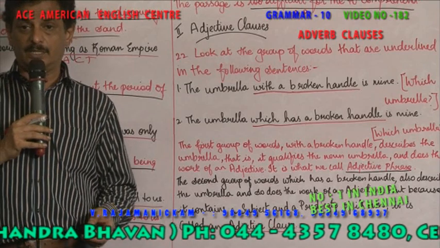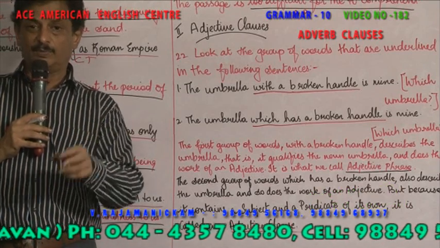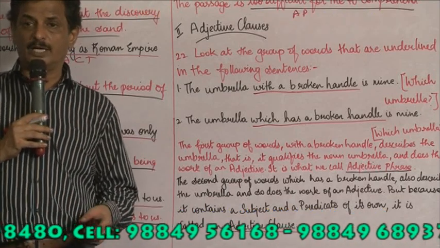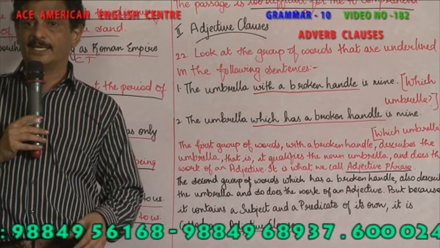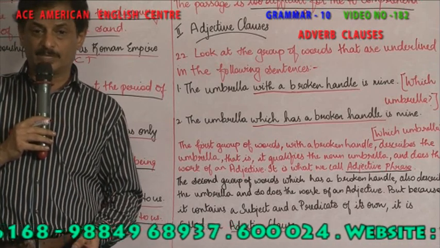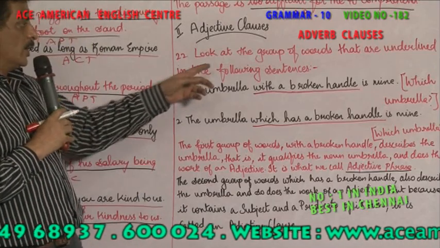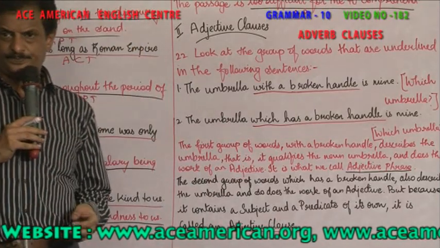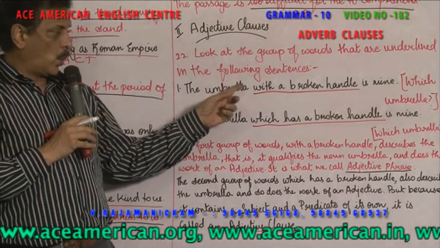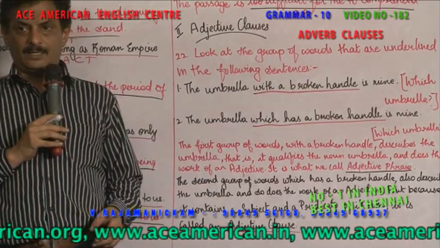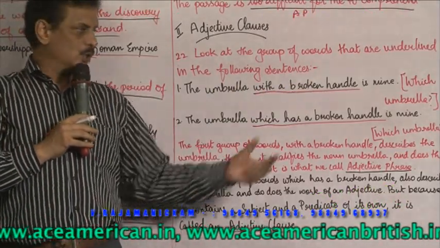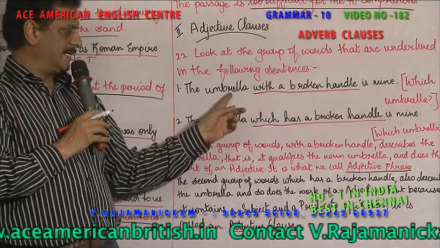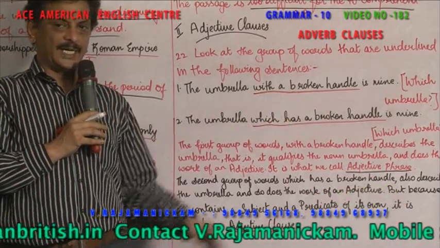All the questions you ask to the noun, when you get the answer in a group of words without a verb, it is called an adjective phrase. When you ask a noun and you get an answer in a full sentence, it becomes an adjective clause. For example, look at the group of words underlined in the following sentence: the umbrella with a broken handle is mine. Which umbrella is it? The umbrella which has a broken handle is mine.